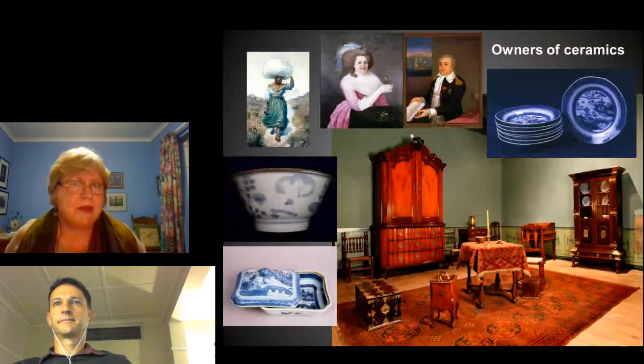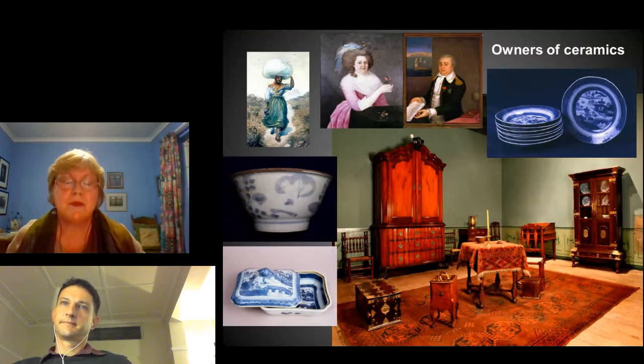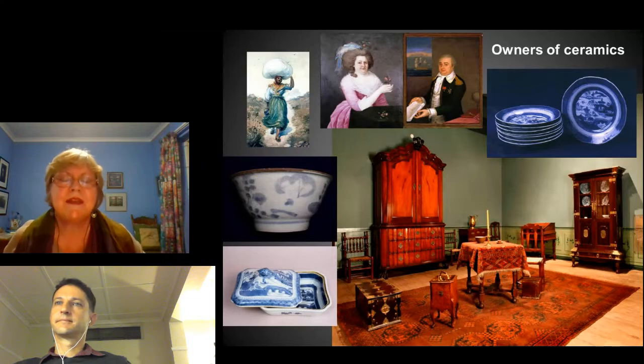So who owned ceramics then at the Cape? And that is where my work comes in, when we work with recreated historical interiors, and we try to match the furniture and the paintings and the ceramics. This room here, I'm sure it's well known to all of you. It's one of the recreated period rooms in the Secunde's House of the castle, the 18th century room. And in the display cabinet, we have Kraak porcelain, which is of an earlier era.